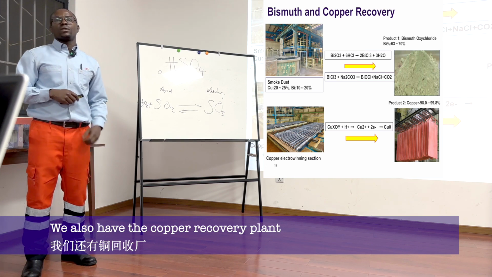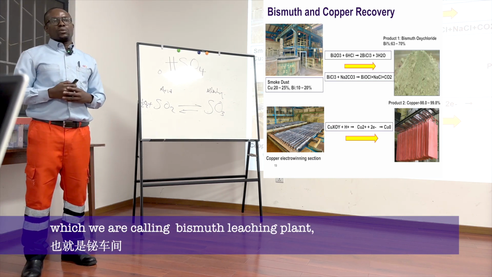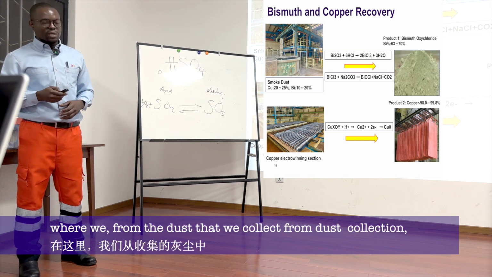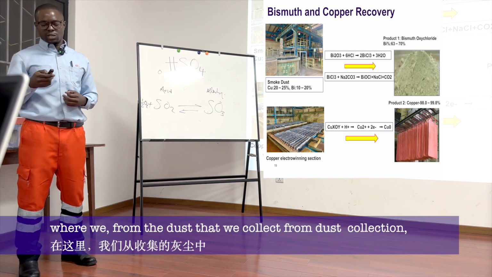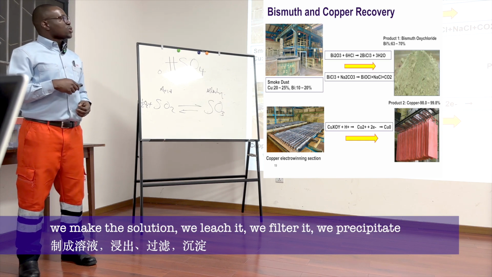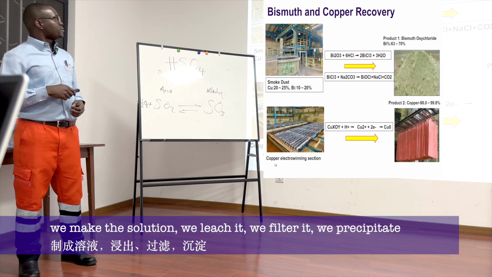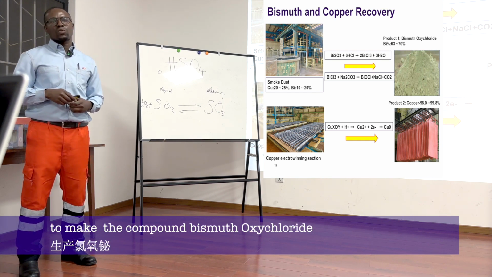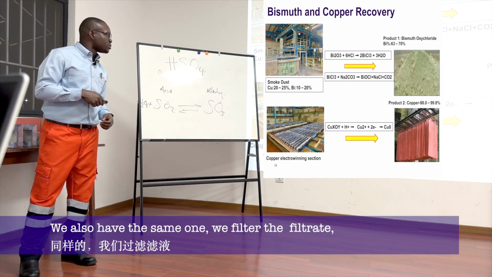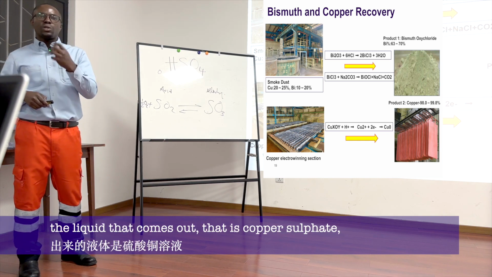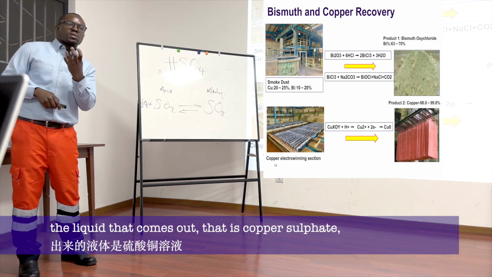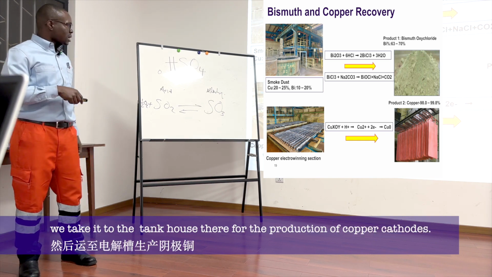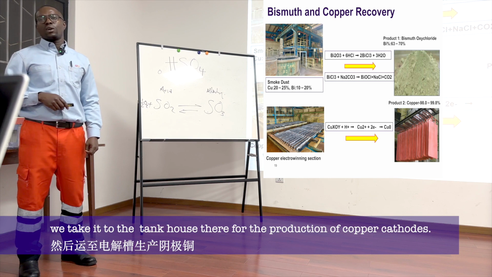We also have the copper recovery plant, which we are calling bismuth leaching plant, where from the dust that we collect from dust collection, we make the solution, we leach it, we filter it, we precipitate to make the compound bismuth oxychloride. We also filter the filtrate, the liquid that comes out, that is copper sulfate. We take it to the tank house there for the production of copper cathodes.